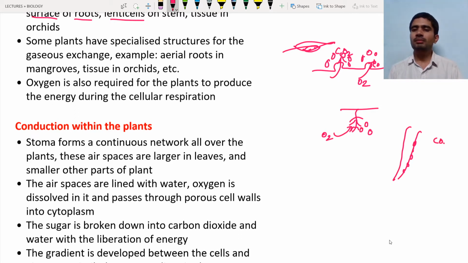They take carbon dioxide into the stem, depending upon the condition, whether it is daytime or night time. In the night time they take oxygen into the stem and perform cellular respiration. So these plants have specialized structures for gas exchange.